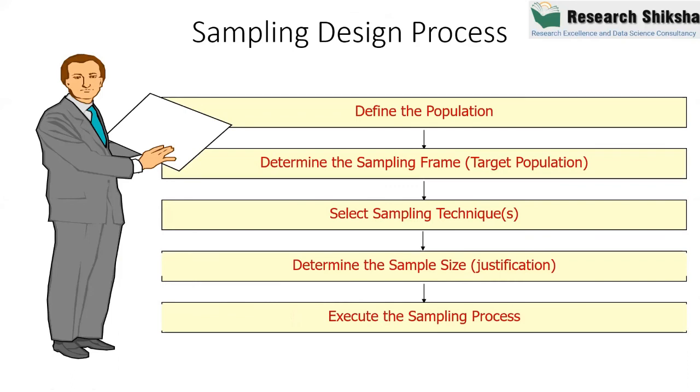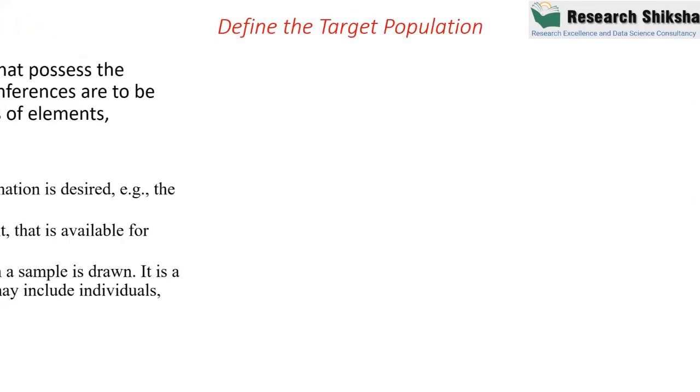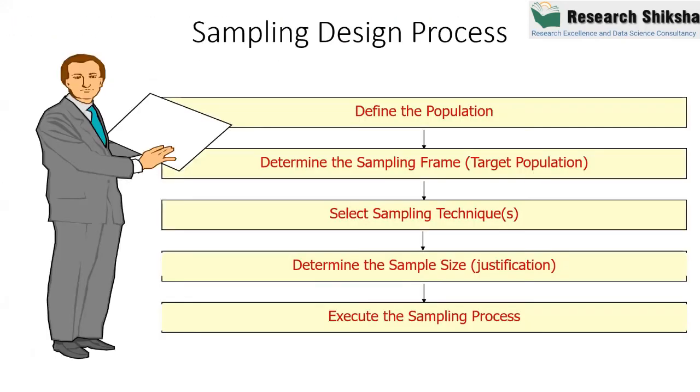Now, what is the sampling design? Whenever I say sampling design, what is it actually? First of all, you have to define the population. Then you have to define the target population. Then you have to define the sampling frame. Then the sampling technique, sample size, and sampling process. Now, I am using three terms here: sampling frame, sample size, and target population.